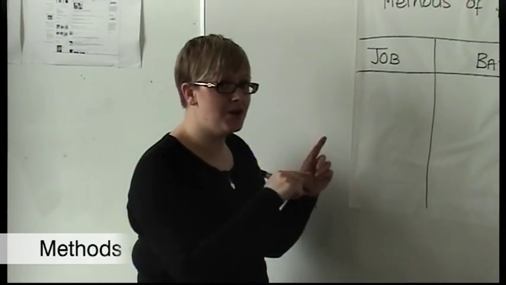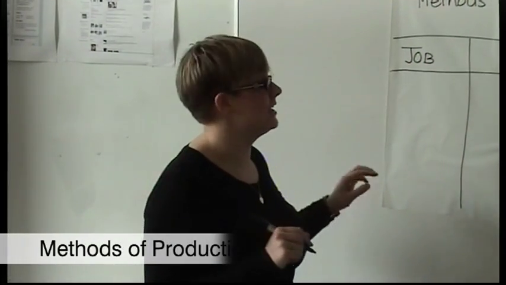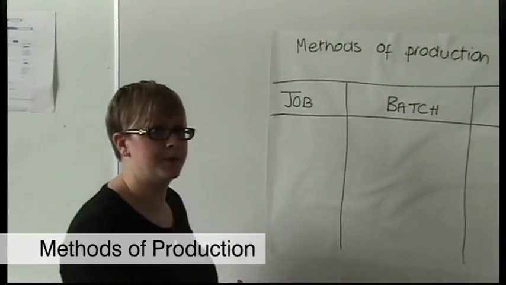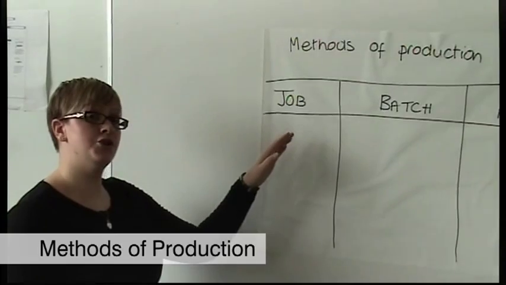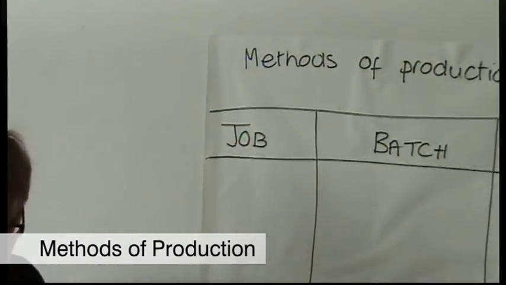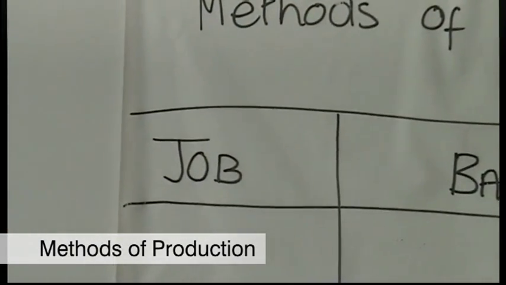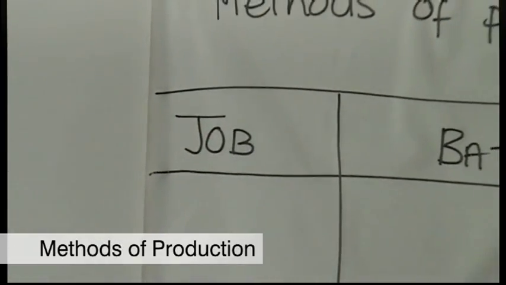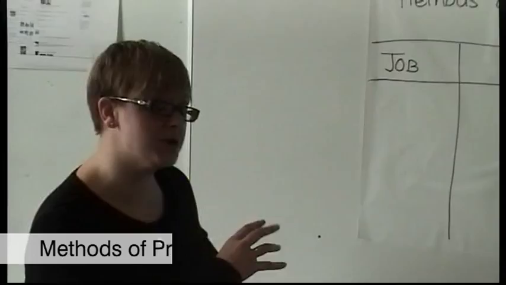Okay, so this is the first of our operations management videos. There's 3 different methods of producing products. The first one is job production. Now, the types of products that are used this way are ones that are customised to the customer. So it's exactly what the customer wants.